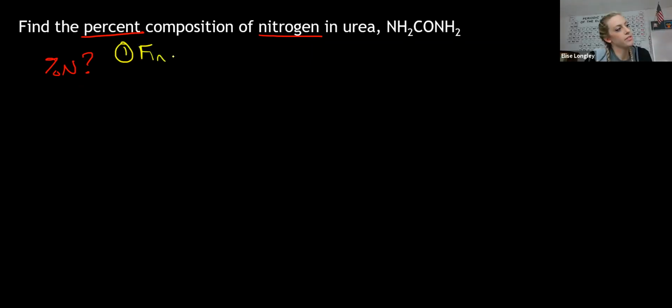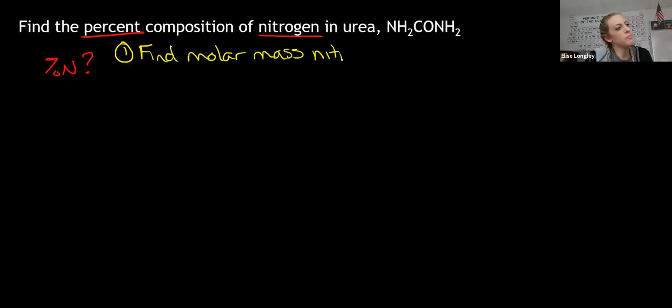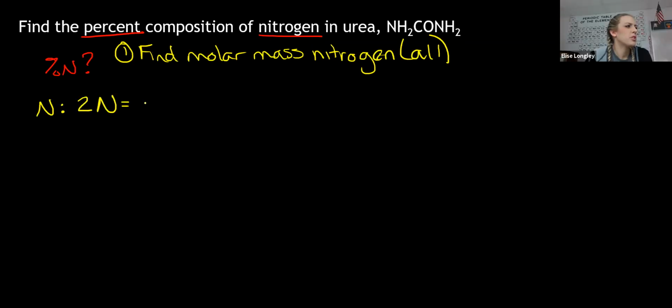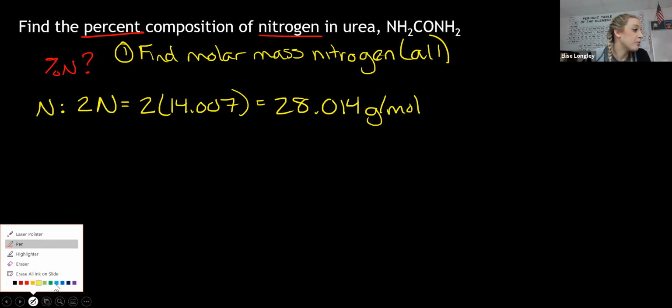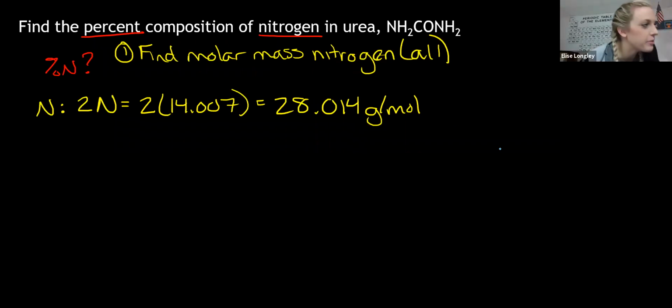So find the molar mass of nitrogen, but it has to be for all the nitrogen in the sample, right? How many nitrogens do we have? 2. So that's 2 times N, which off the periodic table is 2 times 14.007, which would give you 28.014 if my math is okay. All right. Then you said you need to find the molar mass of what? What's the second thing you said? Urea. So how would you do urea for us since he did nitrogen?